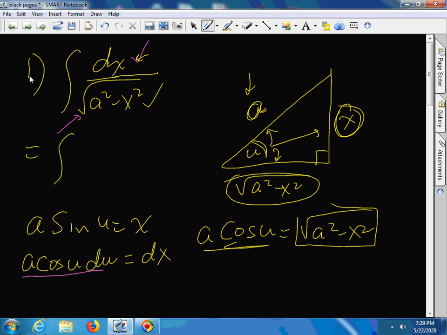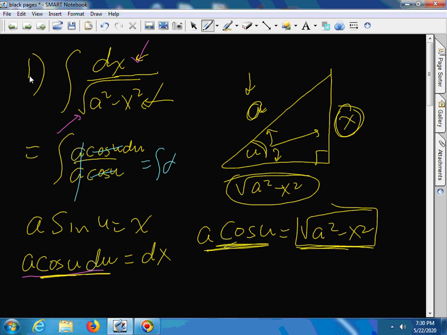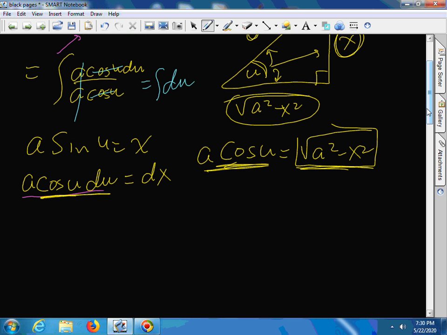So it's the integral of dx. Well, this is how I write dx: a cosine u du. And in the bottom, I have this square root of a squared minus x squared. Oh, that's just a cosine u. And something nice happens. The a's cancel. The cosine u's cancel. You're just left with du. And if I may, I will continue down here. So there's du. The integral of du is u.